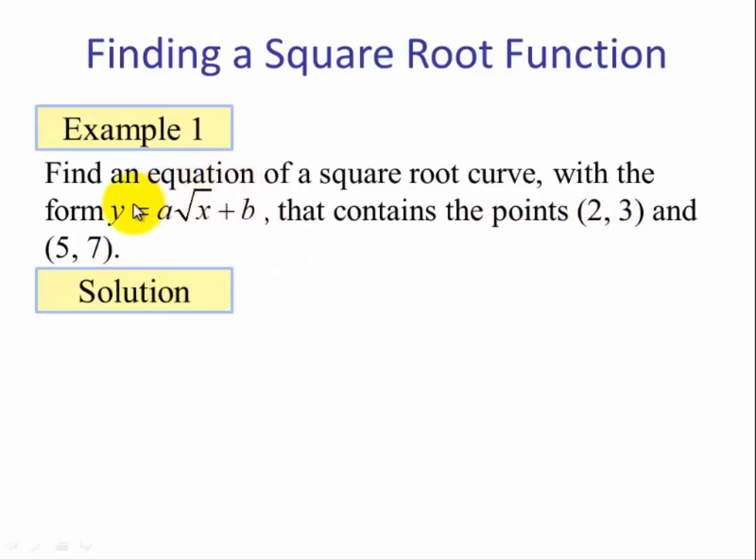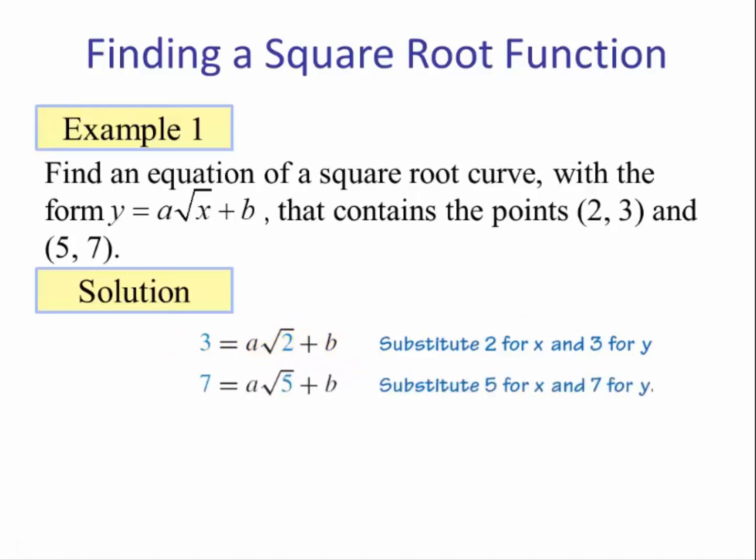We will use those points to make two equations because we need to find the value of a and the value of b. If you have two variables, you will need two equations. So for the first one, when x is 2, y is 3, so we have the equation 3 equals a times the square root of 2 plus b. The second equation is 7 equals a times the square root of 5 plus b.